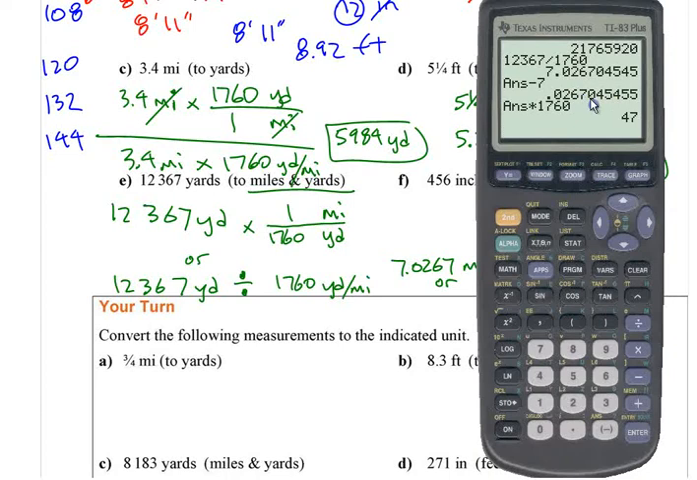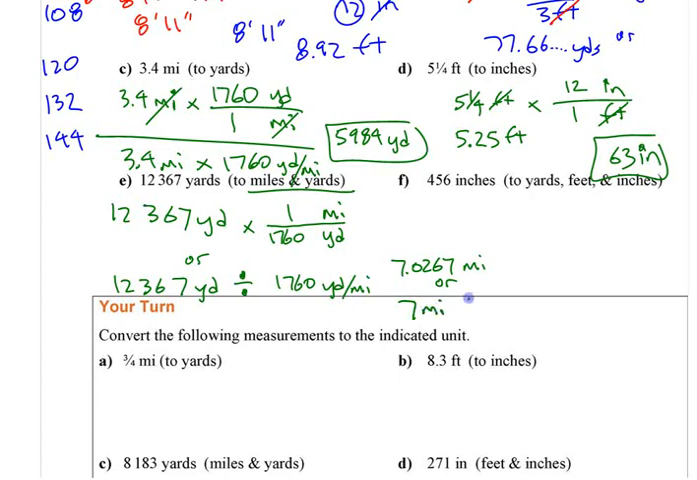Right? That leftover piece, we got that leftover piece by dividing by 1760. If we then times by 1760, you get back to that. There's 47 left over, right? So it's 7 miles, 47 yards.